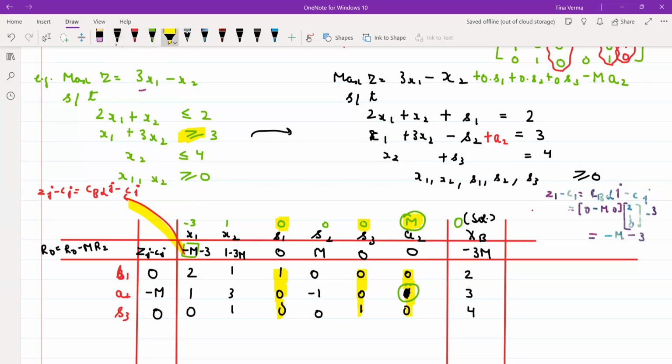ठीक है. Either यहाँ वाली एंट्री कैसे निकालोगे? 0 into 2 plus minus m into 3 plus 0 into 4, you will get minus 3m. Is it clear? Yes or no?